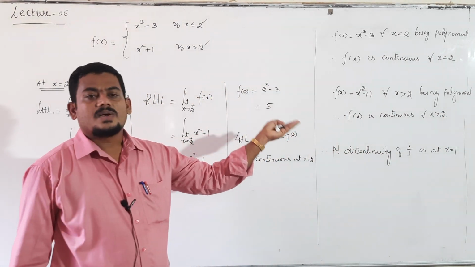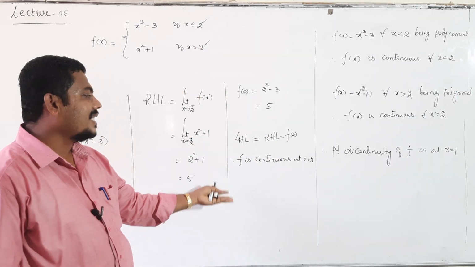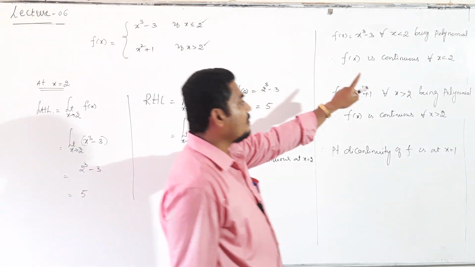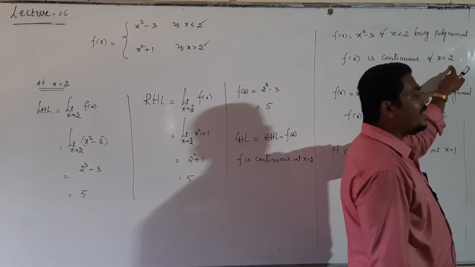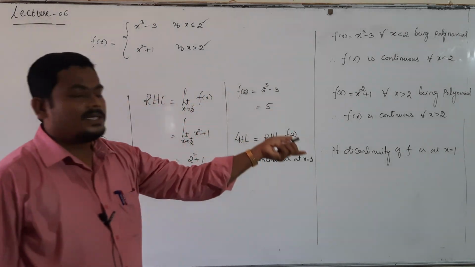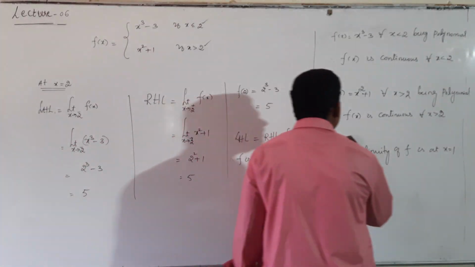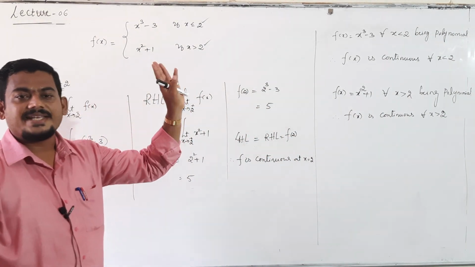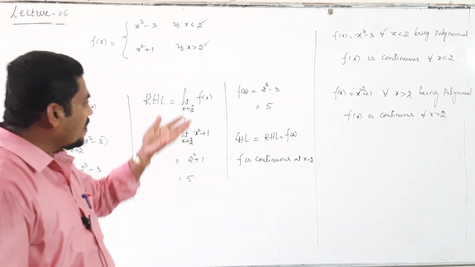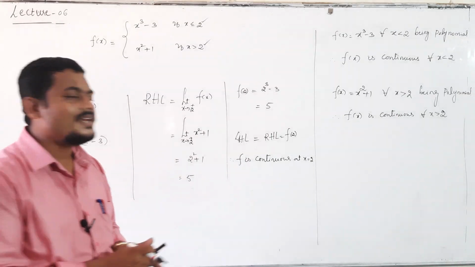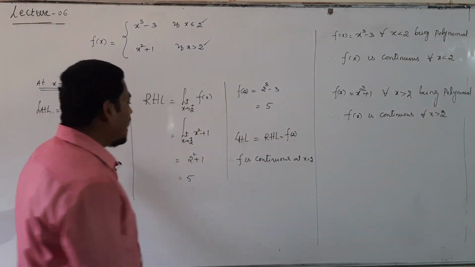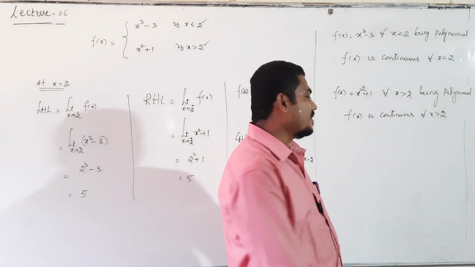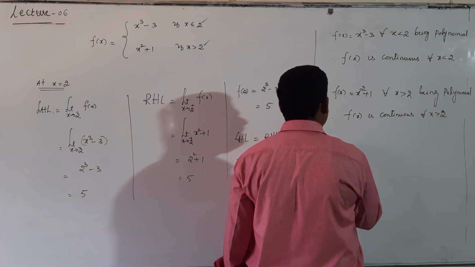It is continuous for all more than 2 and less than 2 and at 2 also. This function is continuous for all x value more than 2, less than 2 and at x equal to 2. Then what do you conclude? There is no point of discontinuity for this function. Means it is everywhere continuous. For all the numbers it is continuous only. At 2 continuous, at less than 2 continuous, more than 2 continuous, means there is no point of discontinuity.